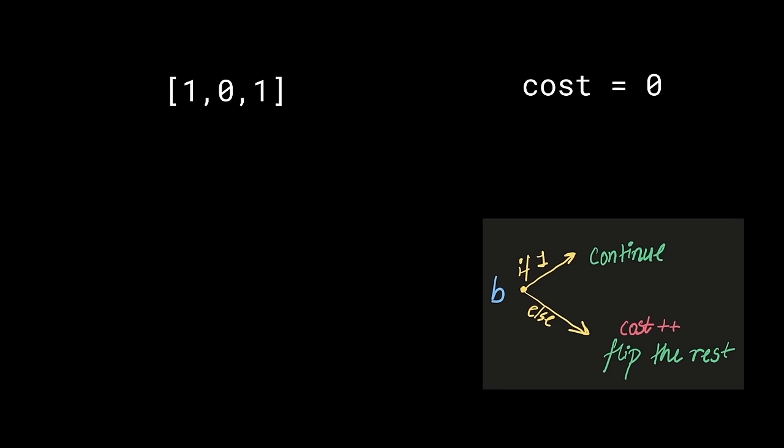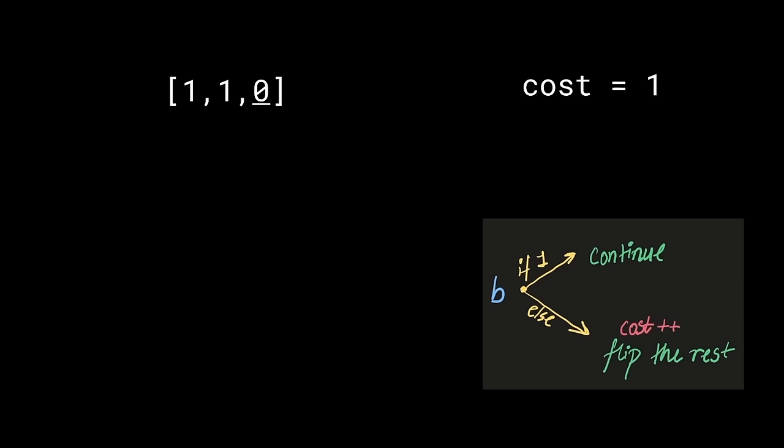Alright, so let's try to simulate and see what happens. So this is the first element that we get. The first bit is 1, so we'll continue on. Now in this case, we get the bit as 0. What does this mean? This means that we have to increase the cost by 1 and we have to flip all of the bits on the right hand side of it, including the current one. So the 0 becomes 1 and the 1 on the right hand side of it becomes a 0. Pretty simple, right? So now this is the array that we are currently working with.